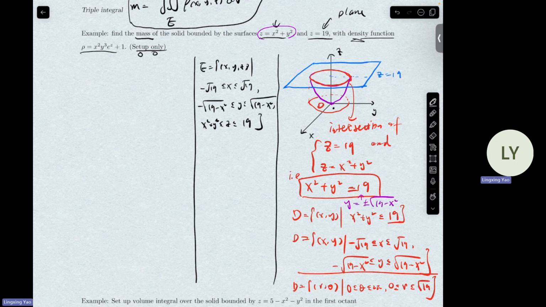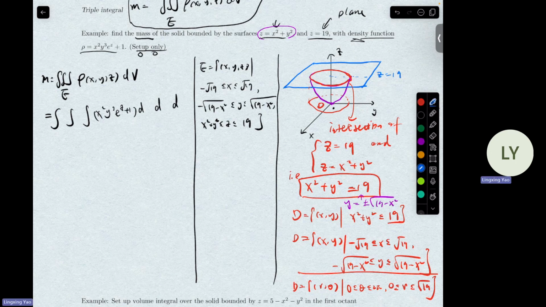Okay, so with those, we can find the mass by doing this triple integral, right? And the setup of the iterated integral will be like this. We choose to integrate along the z direction for the interior integral. The lower bound, as we said, is x squared plus y squared. The upper bound will be 19.